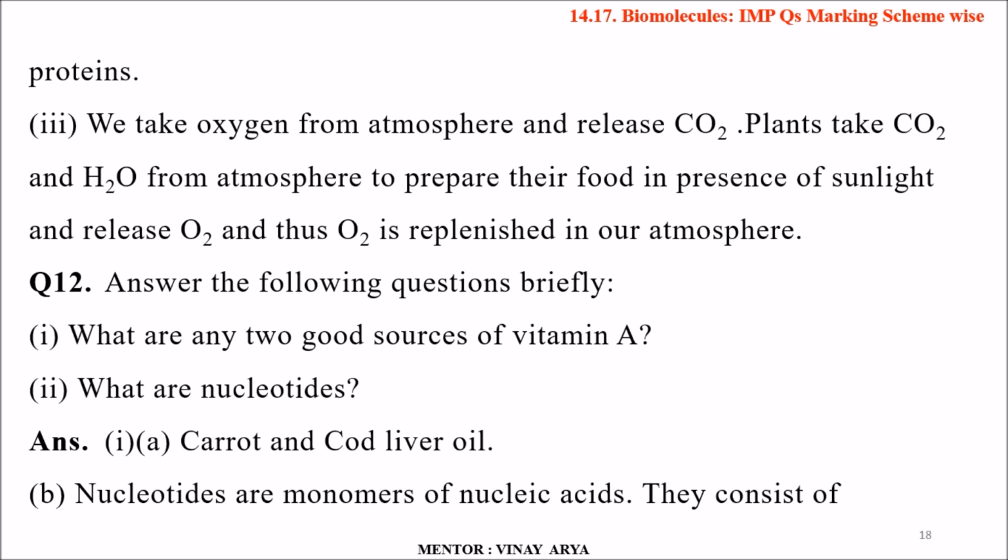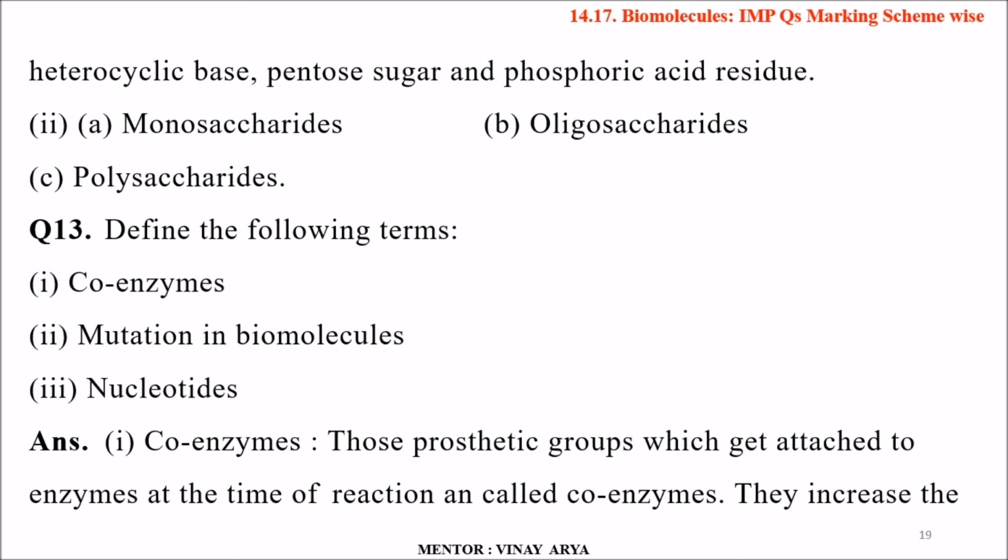And B, nucleotides are monomers of nucleic acid. They consist of a heterocyclic base, pentose sugar and phosphoric acid residue. Second, A, monosaccharides. B, oligosaccharides. C, polysaccharides. Question number 13.